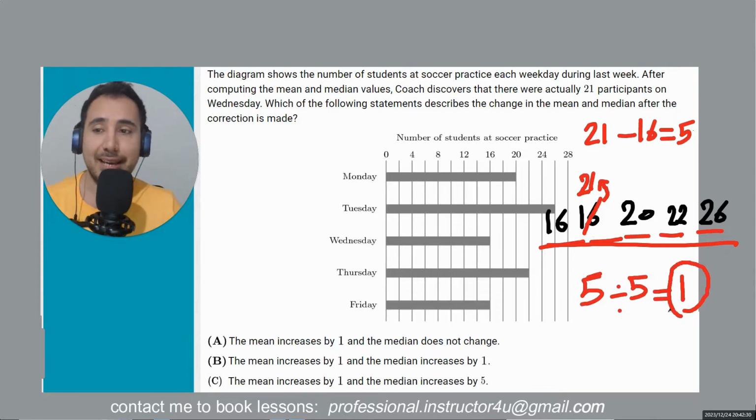So it's going to be like this. The median increased by 1 and the average, or the mean, also increased by 1. And we don't need to calculate the mean, right?